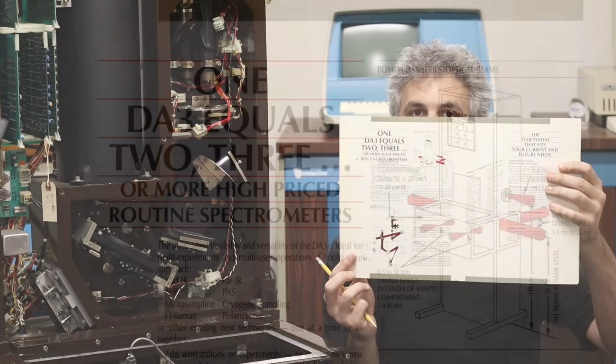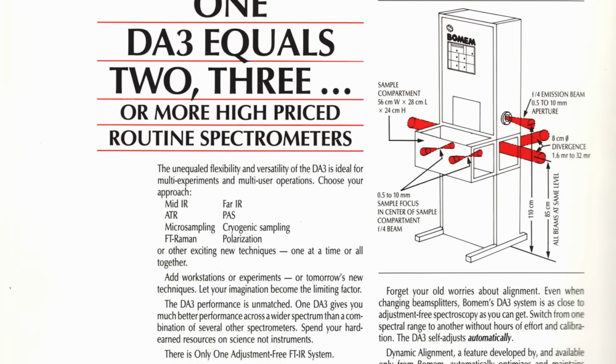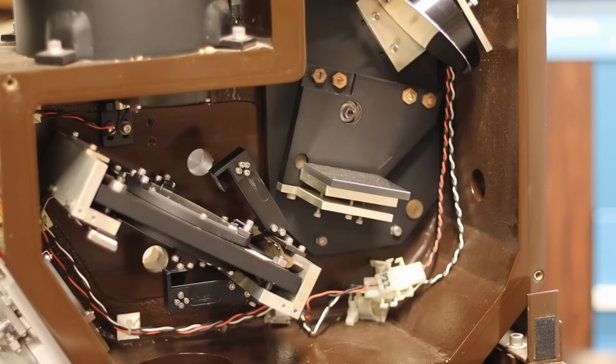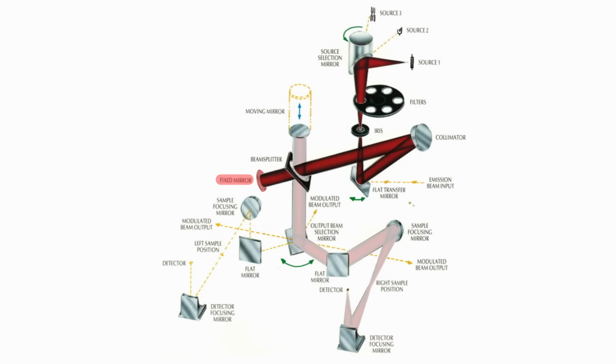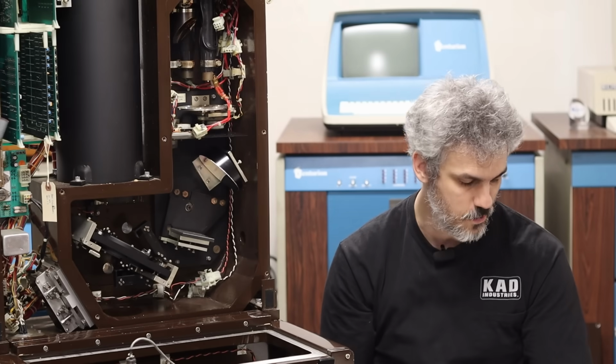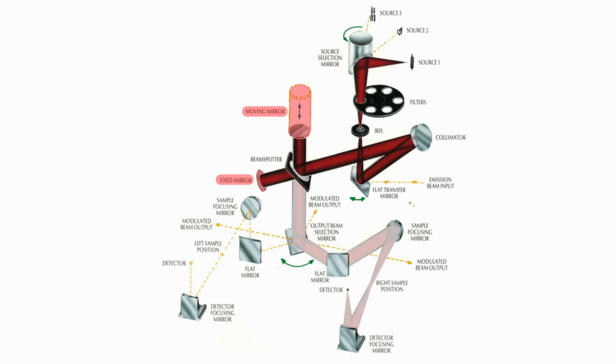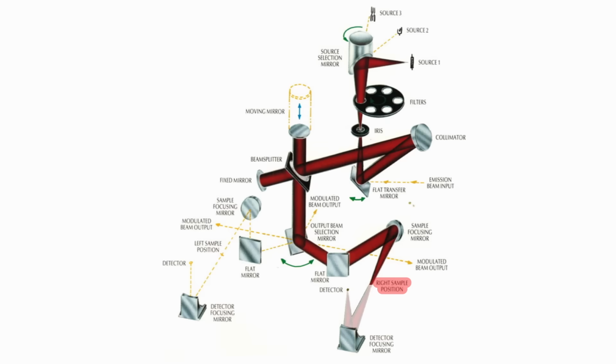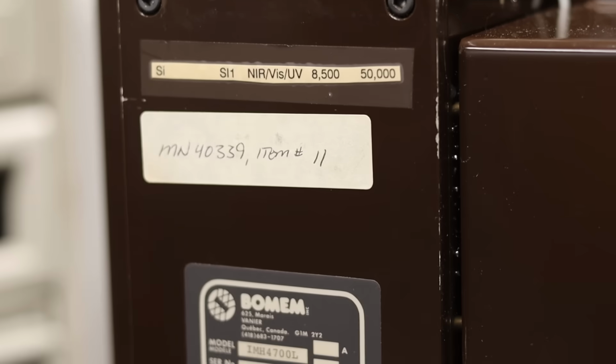They have a wonderful little diagram in here that shows the total path of the beam coming out of our source. So you can see it goes through a source selection mirror, the filters, the iris, bounces off a transfer mirror into our collimator. From there it goes to the beam splitter. That's this magical piece here in the center that splits it, sends half to a fixed mirror, half to a moving mirror. That's the one up here in this tube. They reflect back, get recombined by the beam splitter, come down through an output beam selection mirror, off of a flat mirror to a focusing mirror, through the sample, which is going to be right here in the box, and finally to a detector focusing mirror and into the detector itself, which is right here on the front.